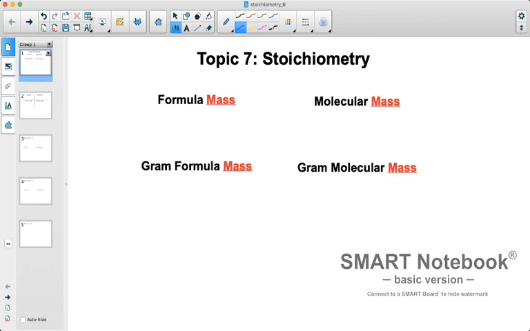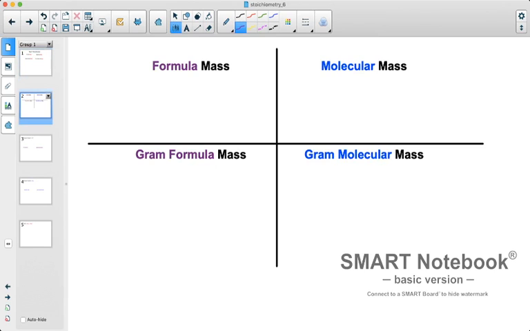Now, let's break the words down to make sure you understand why we use different beginnings, even though they all mean the same thing. So, formula mass first. When we use this term, we're talking about something that is an ionic compound. And an example might be just simply KCl. And we know it's ionic, once again, because we see a metal connected with a nonmetal, right?